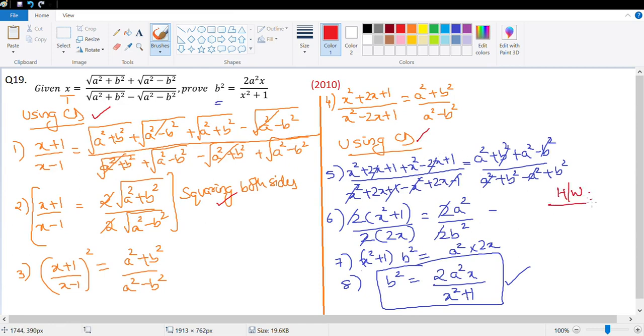Before I leave, let me mark some homework questions for you. That would be question number 2, question number 9 part 2, question number 10, question number 13, and question number 16 part 1. That's it.